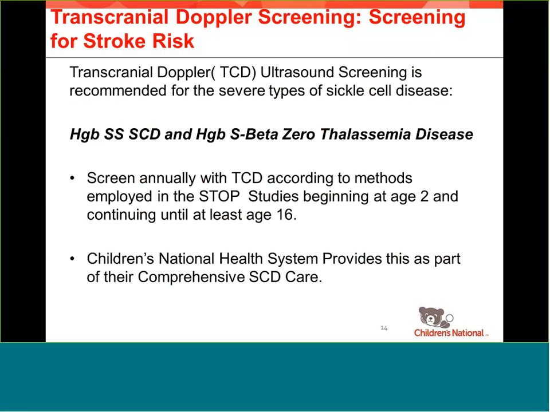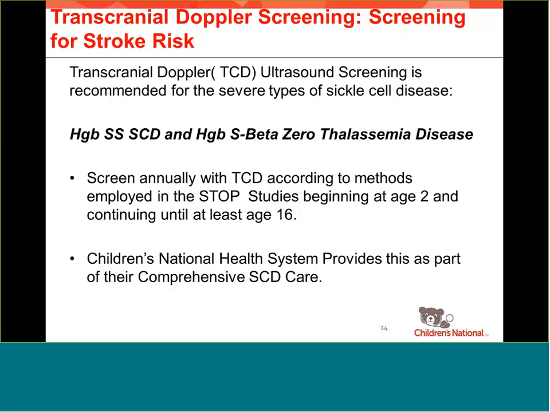We don't have a lot of stroke that we see now because of this. This screening is done at sickle cell centers here at this Sheikh Zayed campus at Children's National Medical Center. Our ultrasonographers screen the severe types of sickle cell disease patients, SS and S beta 0, annually from 2 years of age up to 16 years of age based on the STOP study.